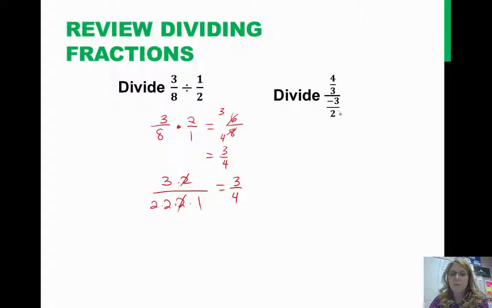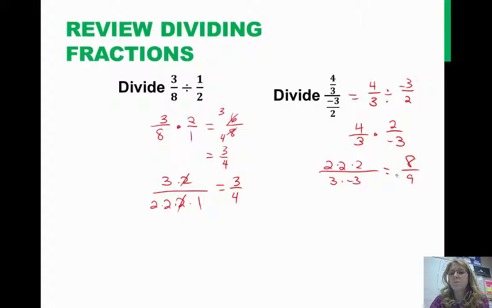On this one it looks funny because we have a fraction divided by a fraction. So I could rewrite this as 4/3 divided by -3/2. Now that I've written it like this, I'm going to make it into a multiplication. So this will be 4/3 times 2 over -3. If I turn this into its prime factorization, I have 2 2's going into 4 times 2, and then a 3 times a -3. That's going to be 8 over 9, and it's going to be negative.